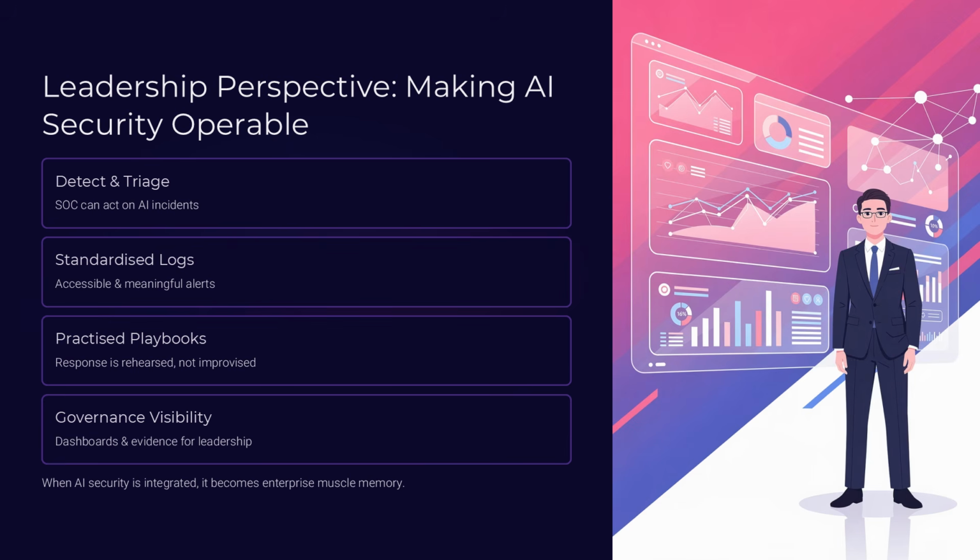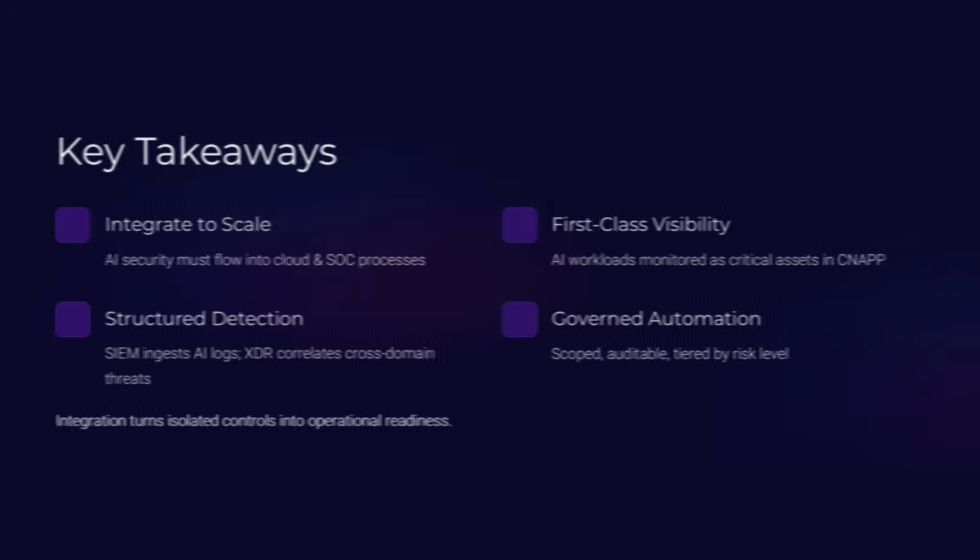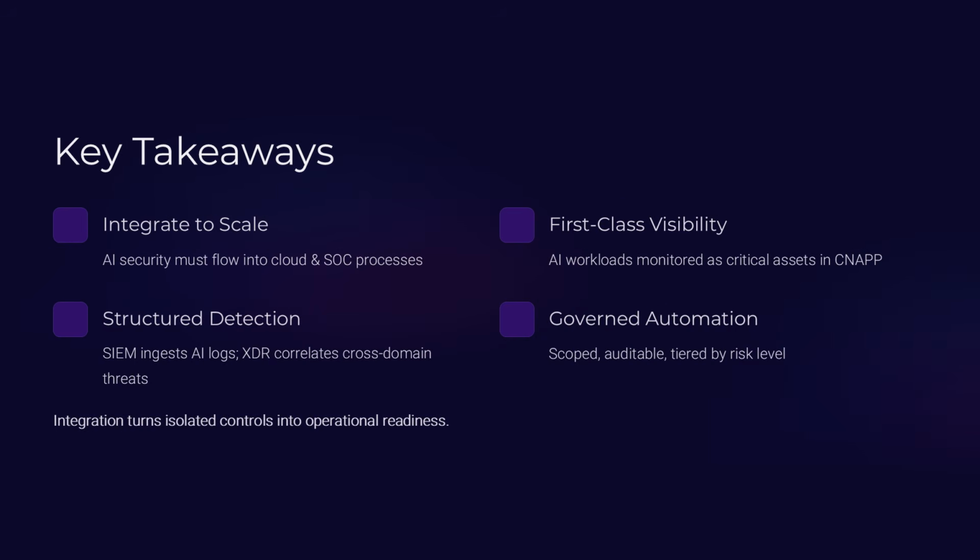Leaders should demand measurable assurance that artificial intelligence security is integrated into daily operations. If artificial intelligence security remains a side project, it will fail at scale. When it is integrated, it becomes part of enterprise muscle memory. Now that you have explored how to integrate artificial intelligence security into cloud security and security operations center operations, let us summarize the most important insights from this lecture.